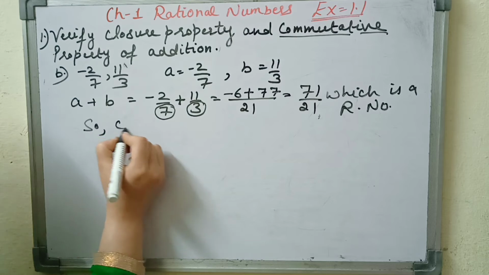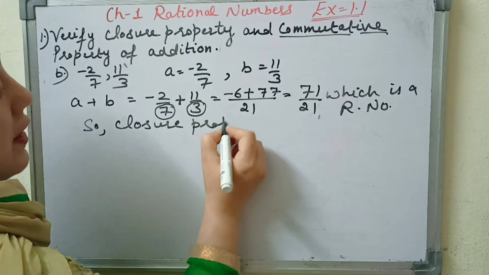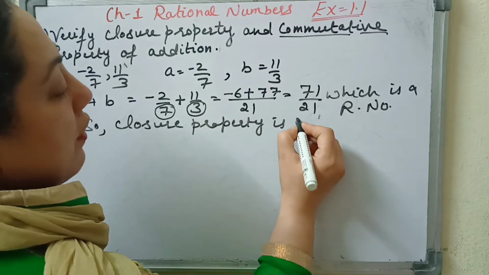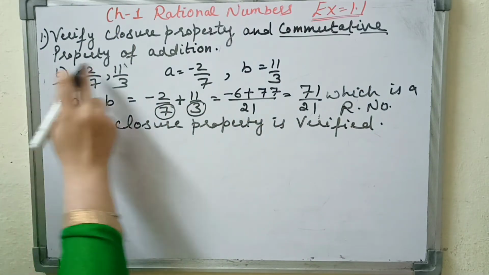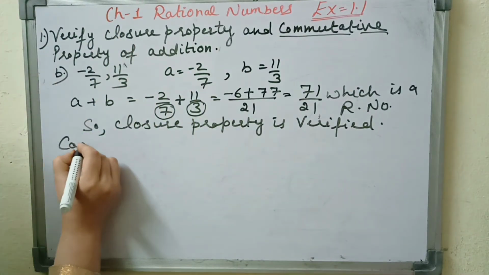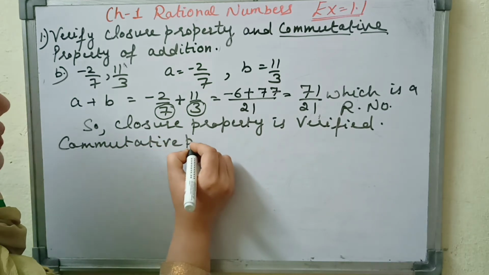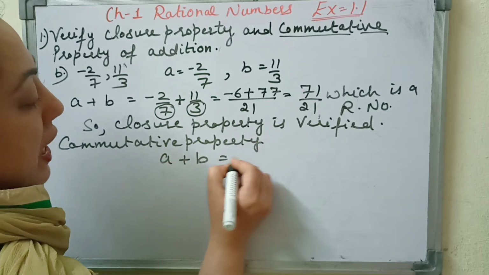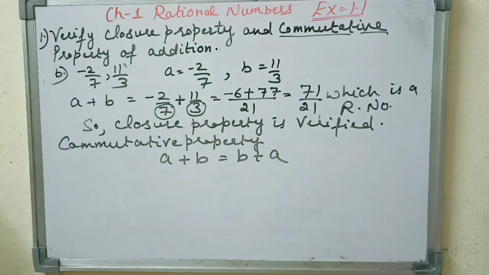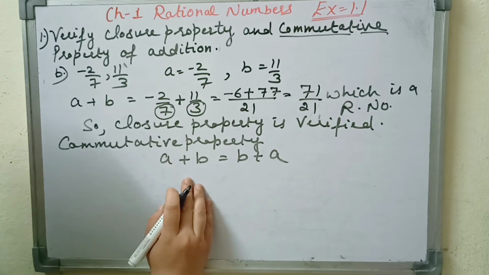So, the closure property is verified. Now, the next part is the commutative property. According to the commutative property, we know A plus B equals B plus A. Now I simply put in the values and see whether the result is the same or not.